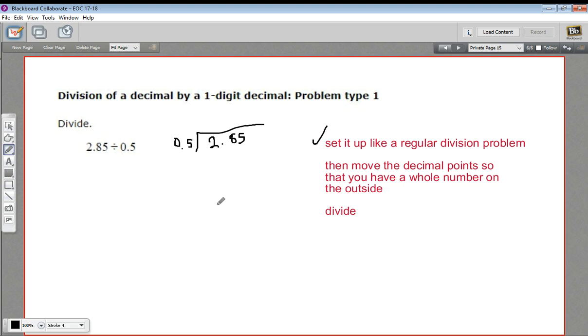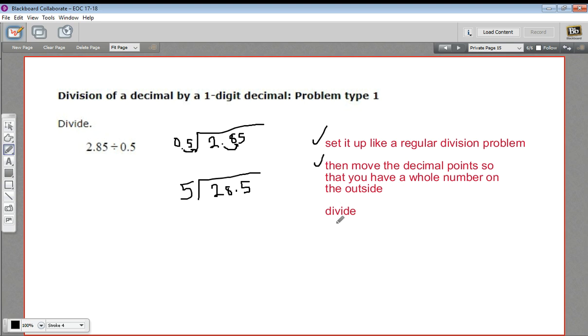The next step is to move the decimal points so that you have a whole number on the outside of the bracket. So I would have to move this decimal point 1 to the right. If I move this one, I have to move this one. So this one's going to go 1 to the right as well. So what we're going to have now is just 5 on the outside. And on the inside, we're going to have 28.5 instead of 2.85.